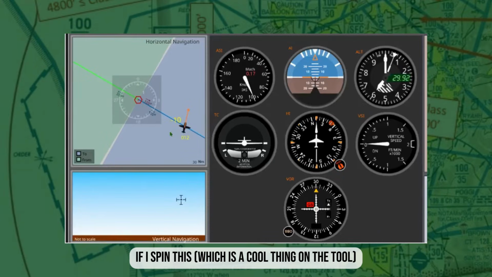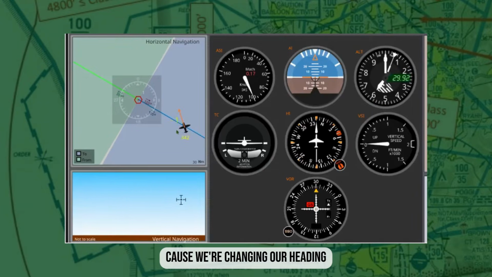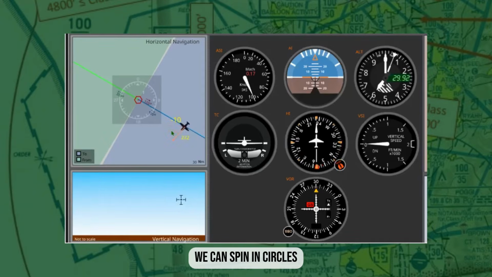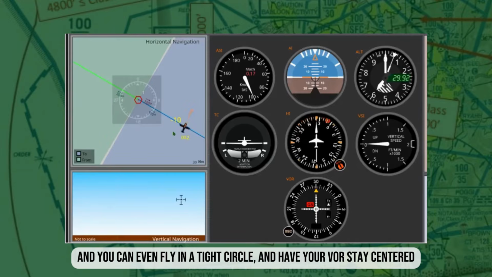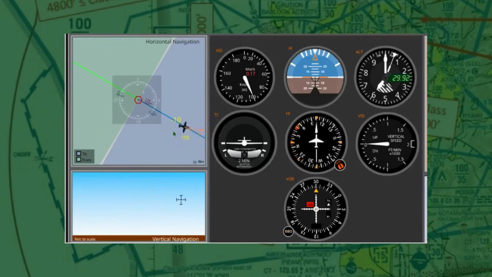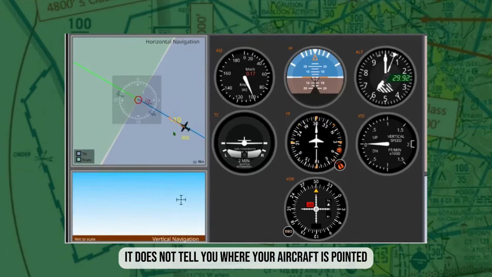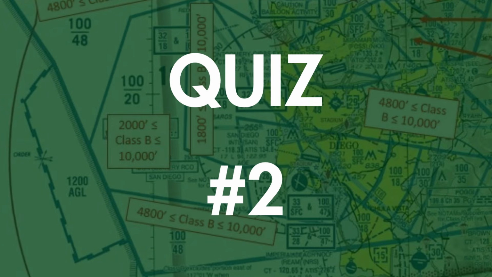If I spin this, which is a cool thing on the tool, you can see this heading indicator is gonna change because we're changing our heading. But nothing on the VOR changes. We can spin in circles, and you can even fly in a tight circle and have your VOR stay centered, depending on how far away you are from it. Okay, so it just tells you the position. It does not tell you where your aircraft is pointed. That's an important thing to know.